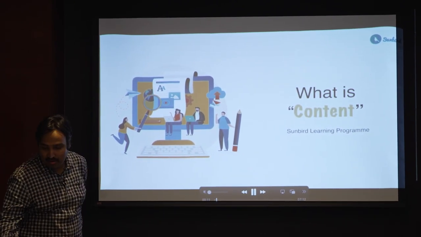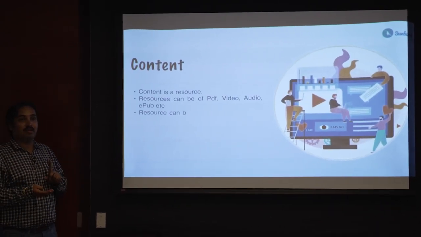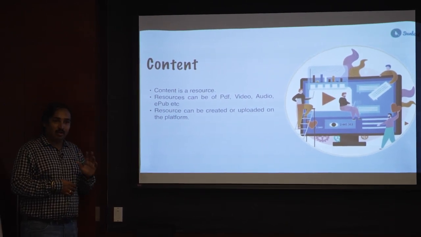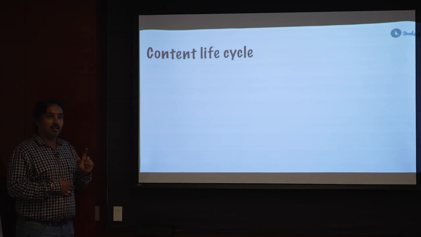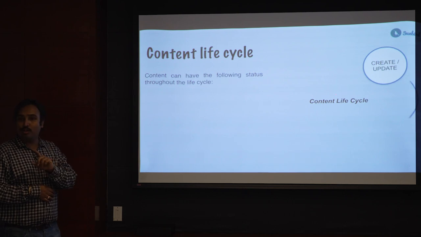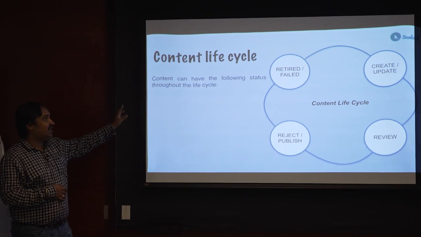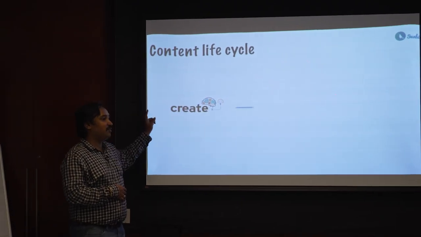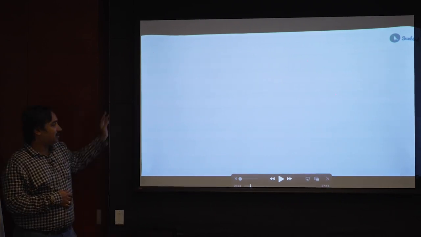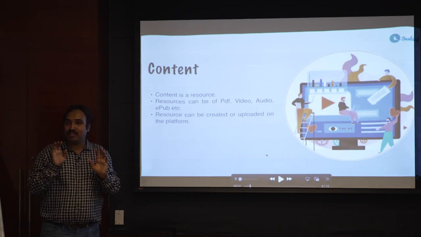So what is content, logically? As you all said, it is different media types: a video, a PDF, audio, or EPUB. Any resource, as it is called in the terminology, can be uploaded to the platform. It is an independent node. In Neo4j terms, I don't know how many of you are aware of GraphDB, but this is an independent node, without any association. Can you pause? It has become too fast.